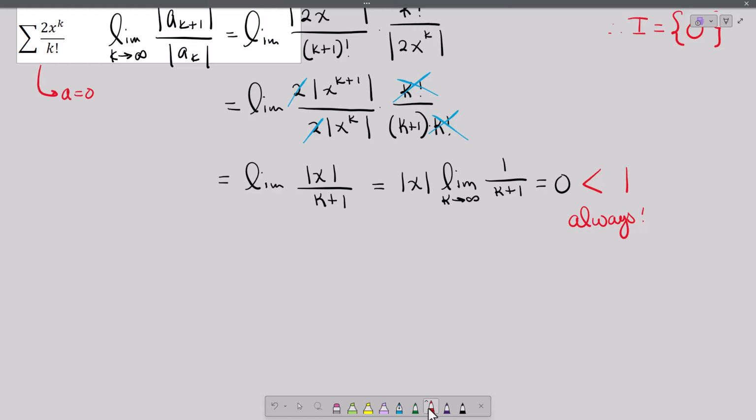Always true. So therefore, what is R, the radius of convergence? Infinity. If it's always true, that means any x you plug in, you're going to have a limit that's less than 1, regardless of what the x is. If you put x equals 10,000 right here, well, 10,000 times 0 is still 0. This is 0 no matter what x you put in. So there is our radius of convergence, and the corresponding interval of convergence would be that.